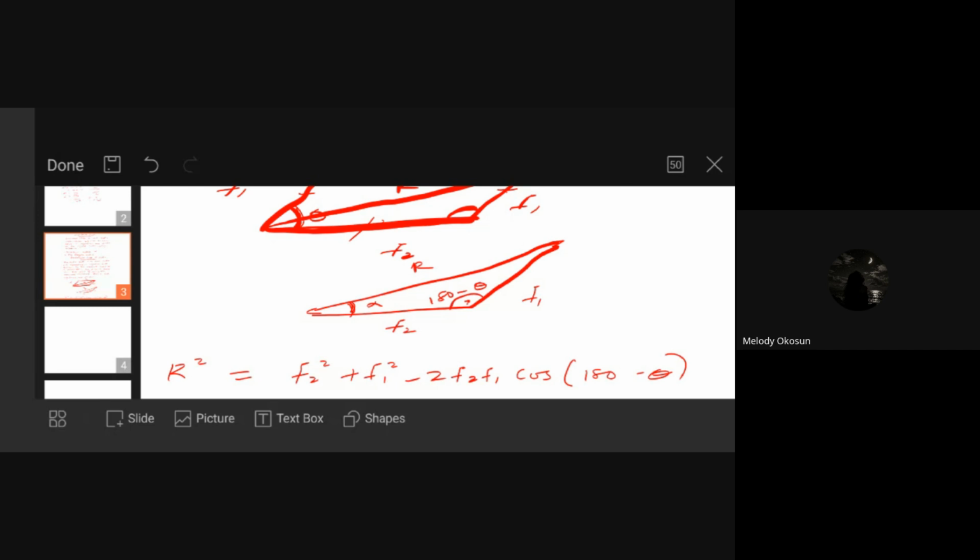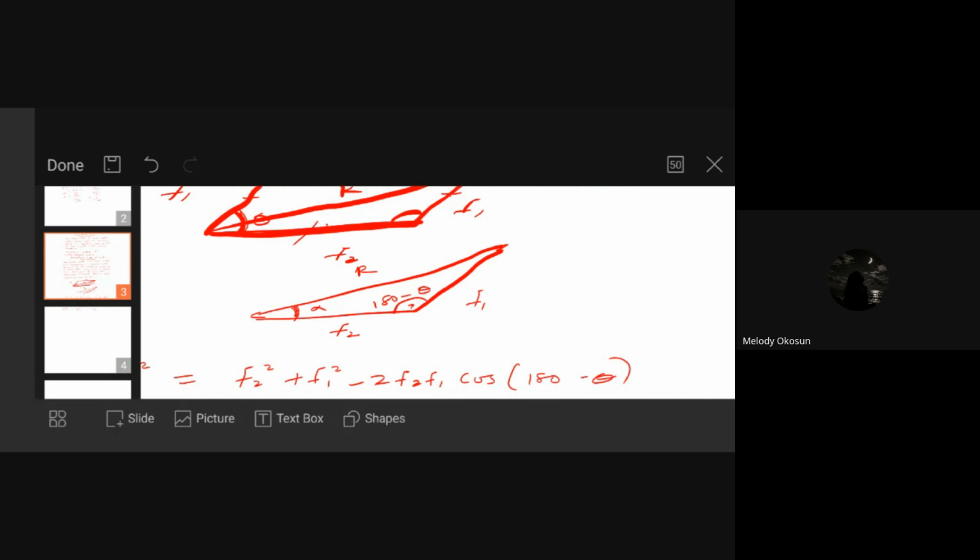And you're going to use your, what is it called now? Your sine rule to find the value of alpha. And how would you find the value of alpha? Sine rule. What does sine rule state? Sine rule says that sine A all over A is equal to sine B all over B, also equal to sine C all over C. But in the case of my diagram here, from what we did, I'm going to have that sine alpha all over f1 is equal to sine of 180 minus theta all over r. And that will be the formula we'll be using in solving for that direction when the time comes.